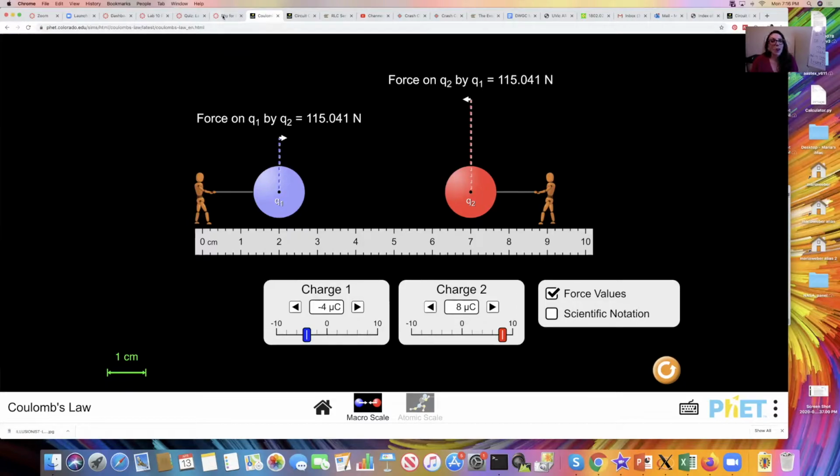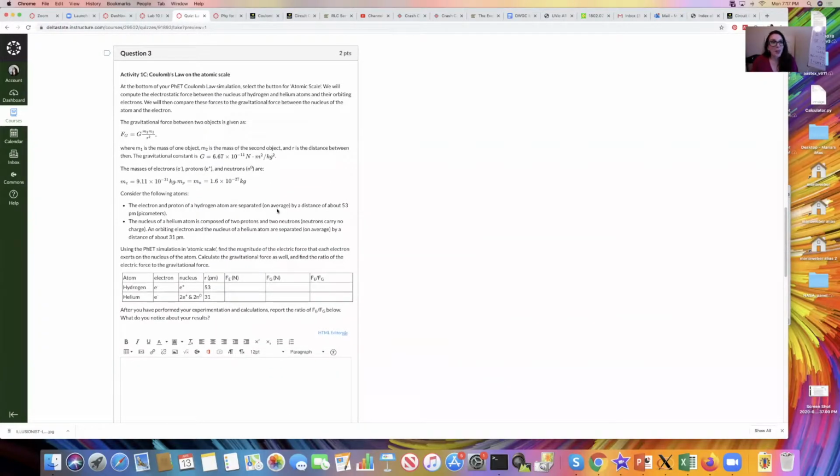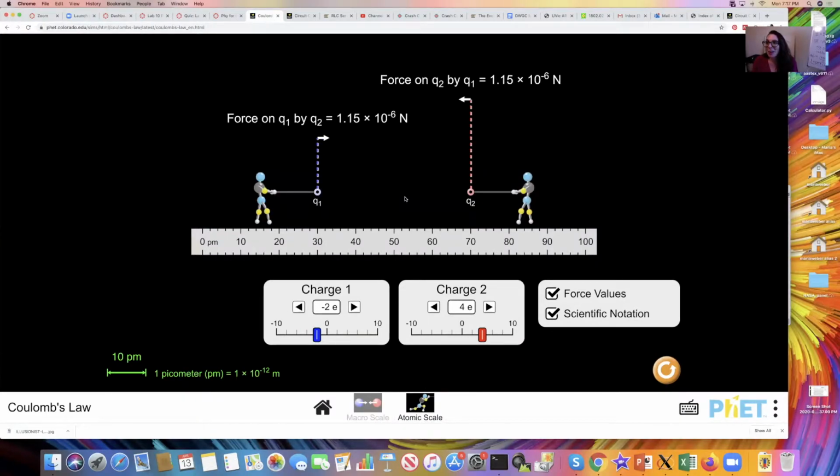And then for the third question regarding Coulomb's law, I wanted you to look at Coulomb's law on the atomic scale. So if I go back to my PhET experiment and I click atomic scale, here I'm on the atomic scale, the level of hydrogen and helium atoms, which is how we're going to apply this. So my scale here in distance is in picometers. 1 picometer is 10 to the minus 12 meters. And my charge is quantized in units of the fundamental charge.